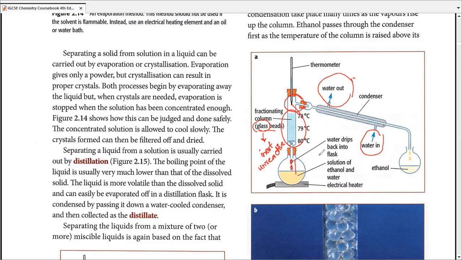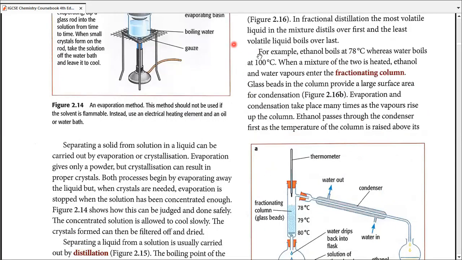Why beads? Because, and I'm going to mark that right from the book since it's mentioned in the book, glass beads in the column provide a large surface area for the condensation. And condensation occurs for the liquid like water which had a higher boiling point, and it condenses in the same flask and drips back into the same flask. Understandable? Yes, sir. Thank you. Good, good. Any other questions?